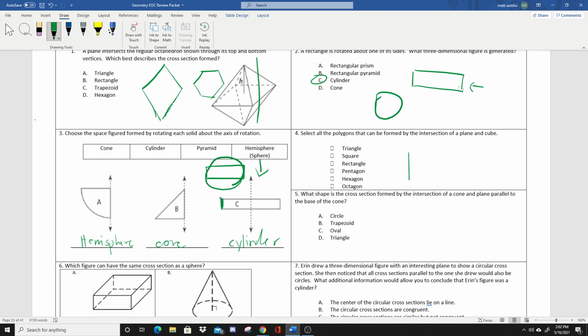This one was interesting. So you have a cube. It just says all the ones that are possible. So here's our cube. And obviously if you cut it in half like this, you get a square, you get a rectangle. But if you cut it like this, now you're getting this top part as a triangle.